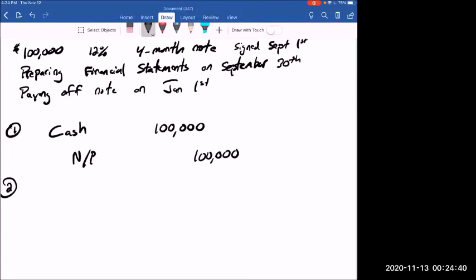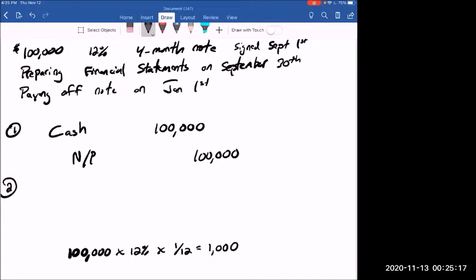Now, if I'm looking at this, I'm going to say, okay, it's a 4-month note, 12%. But on September 30th, I'm making my financial statements. So to accrue that interest, I'm going to take the face amount times the rate times, I guess, 1/12. So it's 1 month. Okay, and that's going to give me $1,000.